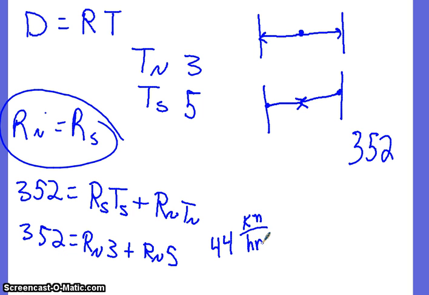That's their rate. And that was easy for us to substitute that information into, wasn't it? It wasn't hard at all, since the two rates were the same. Knowing that information made our life simple.